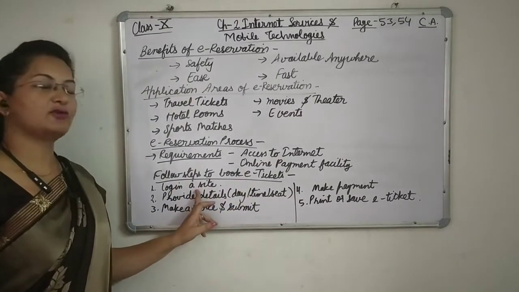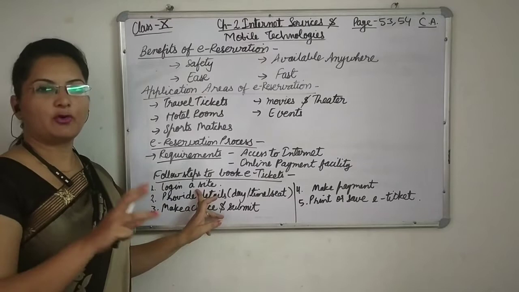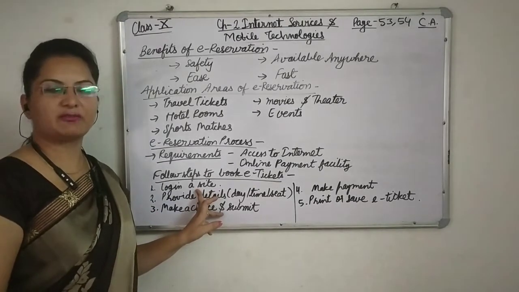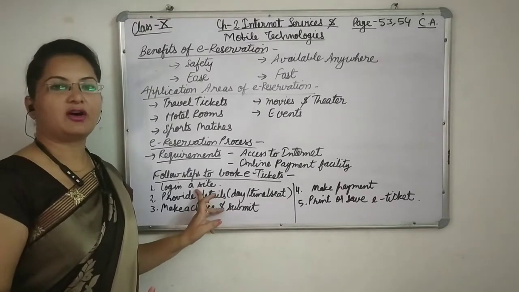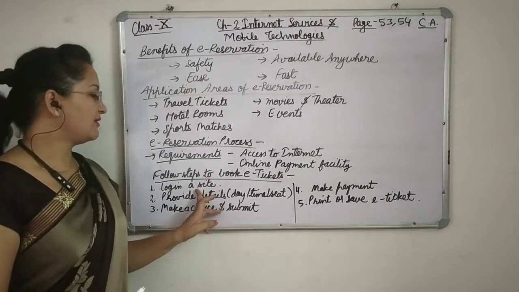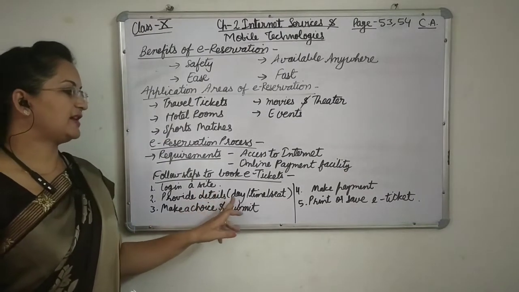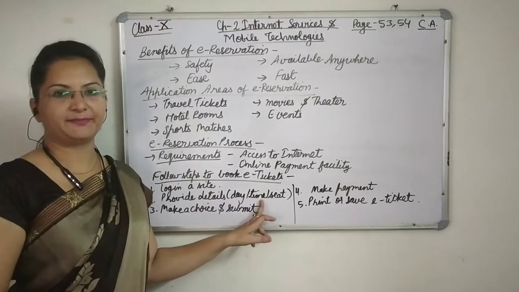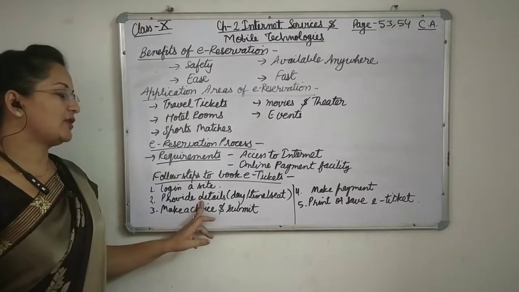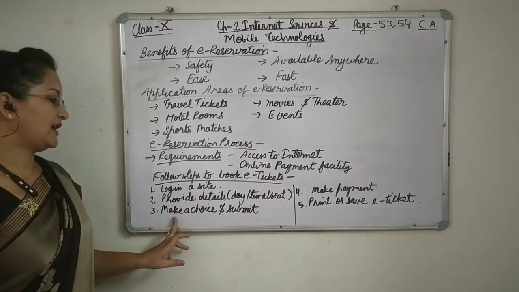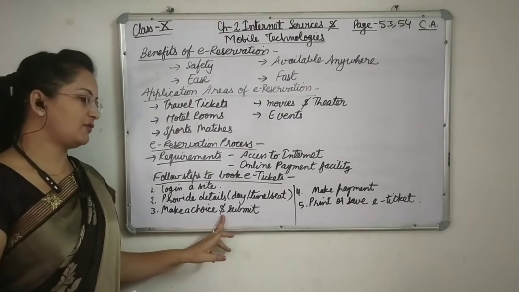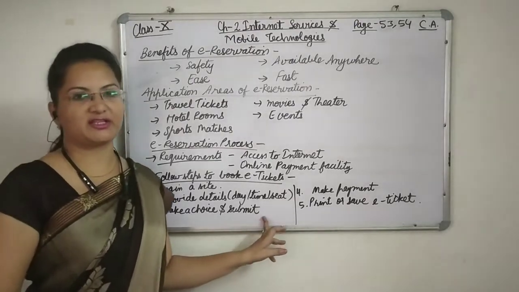First of all, you have to log in into the website. You have to open the e-reservation website, means any website from where you can book the ticket, like Book My Show or Make My Trip, etc. And then after that, you have to provide the details. Details like you have to provide the day, time and seat. Then after that, when you click on search button, then you will get various choices. So you can make any choice, whichever you want, and then you have to submit your details.